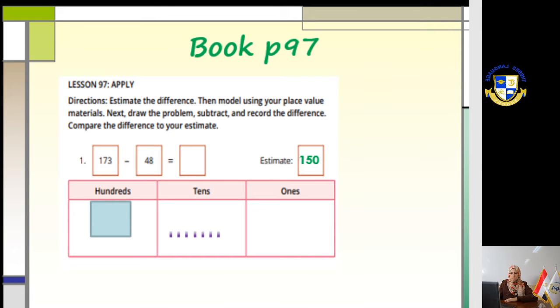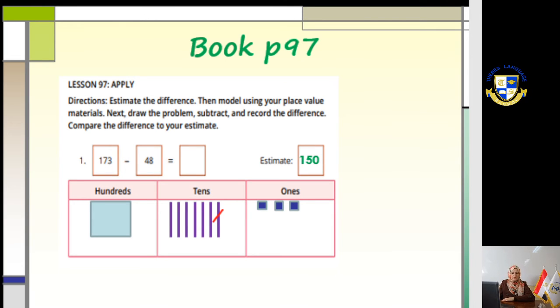Let's see the ones. 3 minus 8. Can we do 3 minus 8? No, because 3 is smaller than 8. So go and borrow 1 ten from the 7. The 7 will be 6 and the ones will be 13. Now you can do the minus. 13 minus 8 will be 5.